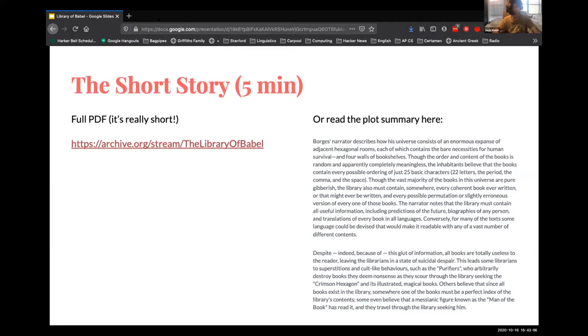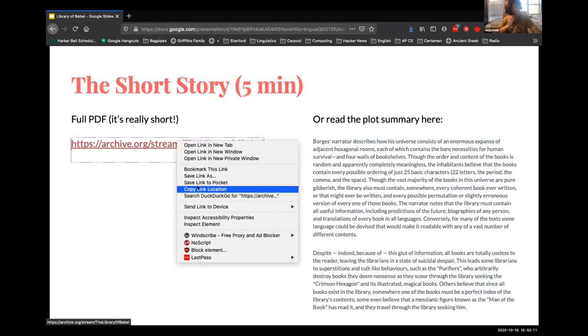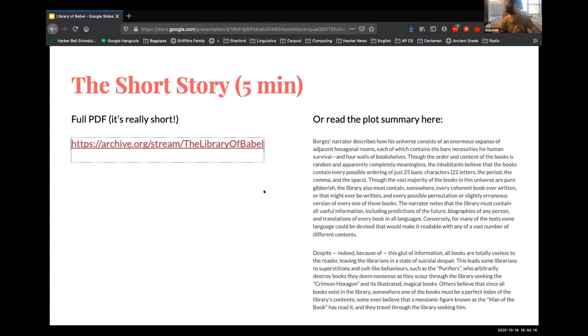So right now, hopefully you can all read the summary or maybe skim the short story. And I will send the link in the chat in case you want to take a look.